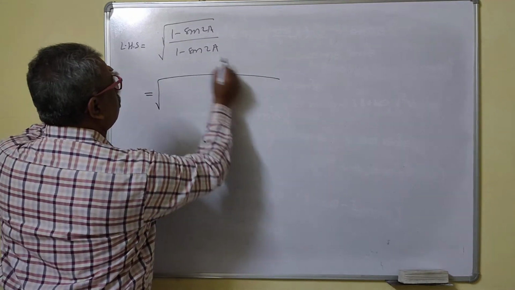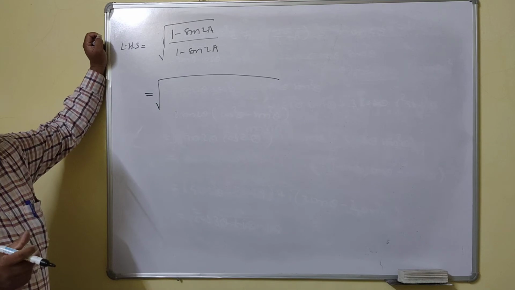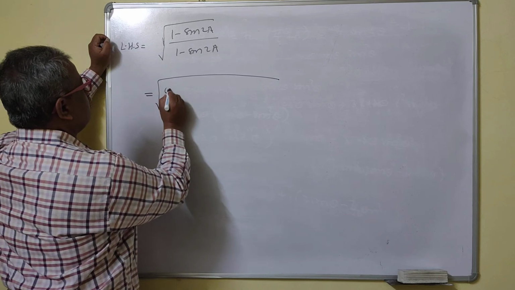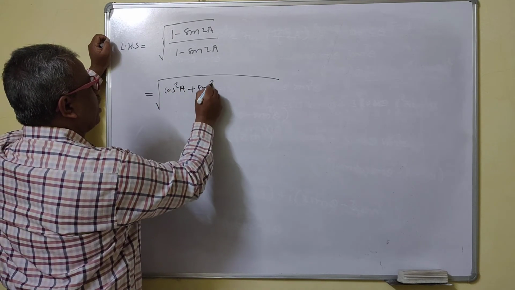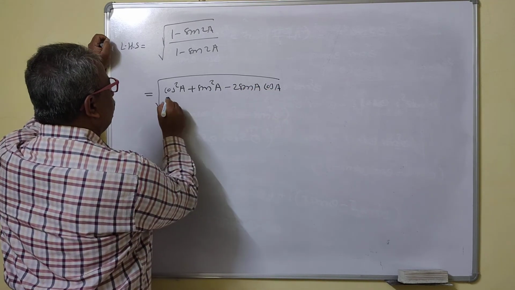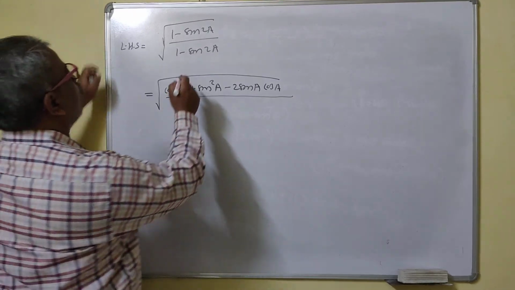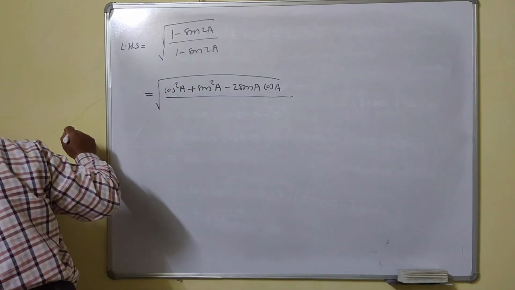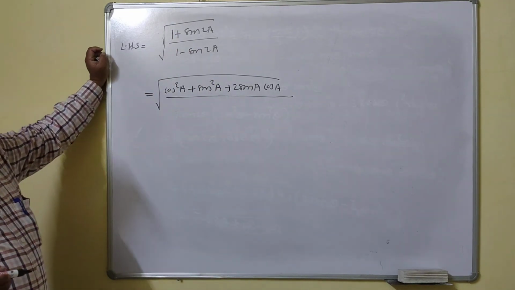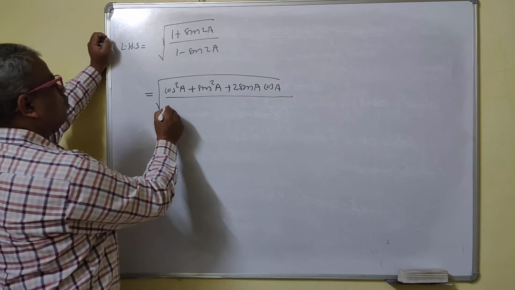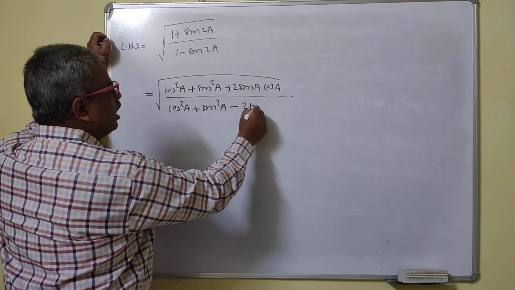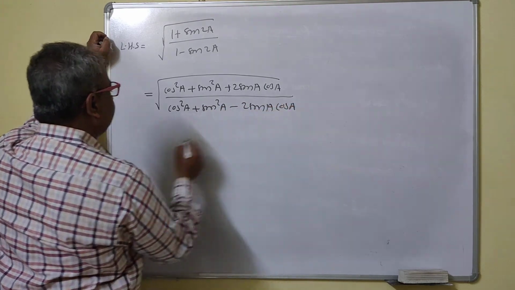So 2 sine twice a is there, so this is 2 sine a cos a. But 1 is nothing but what? Cos square a plus sine square a. We can write 1 as cos square a plus sine square a, plus 2 sine a cos a in the numerator. Both should not be minus; the numerator is plus now, and the denominator is cos square a plus sine square a minus 2 sine a cos a.